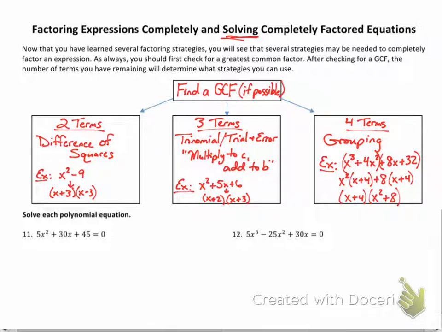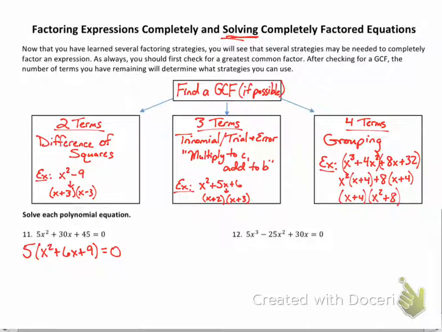So, number 11, we've got ourselves an expression. It's equal to 0, so that part's at least taken care of. So let's focus on the factoring. First thing I want to check for is, is there a GCF? Why, yes, there is. I could take a 5 out from the original problem, and I'll be left with x squared plus 6x plus 9. And we'll set that equal to 0.